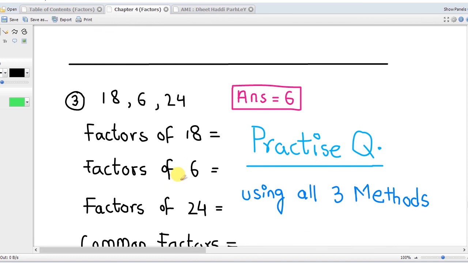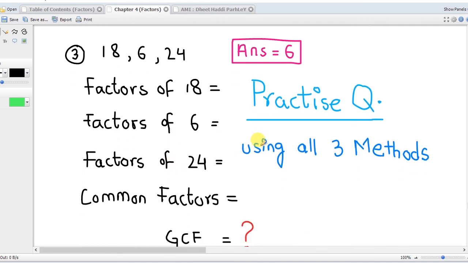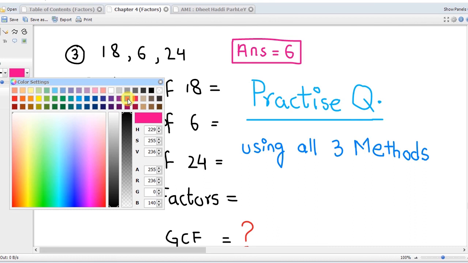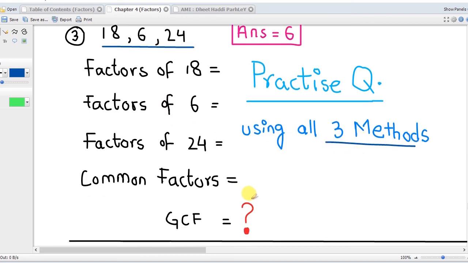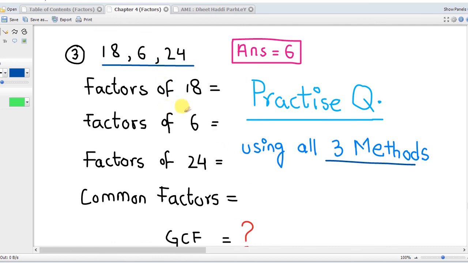Okay, now you can practice this question. So here is a question: 18, 6 and 24. Don't forget to arrange them in an increasing order. Remember, this is the very basic rule. So practice this question using all the three different methods and find the GCF. So using all three methods, your answer must be 6. If it's not, you have definitely made a mistake somewhere.